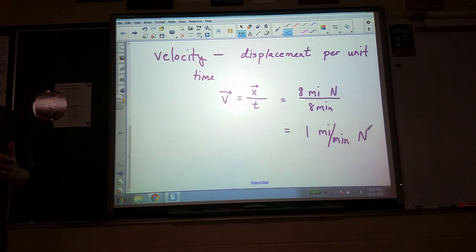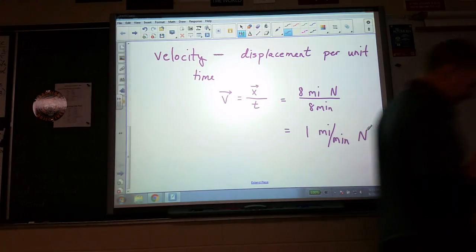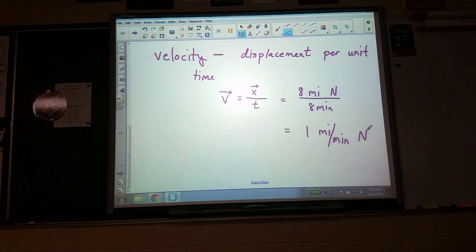1 meter per second is my speed. What's my velocity? 0. Why? Because you didn't actually move. My displacement is 0. What would happen if you stopped over there? You have to figure out, 1, 2, 3, 4, 5, 6.